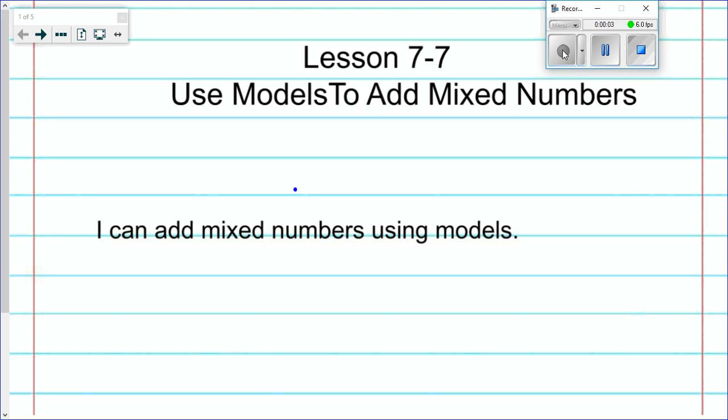Welcome to Lesson 7-7, Use Models to Add Mixed Numbers. Please write your lesson title at the top of your journal page. I can add mixed numbers using models. Please write your I can statement, and when you're ready to move on, we'll go ahead and move on to the rest of our video. You may pause if you need to at this time.